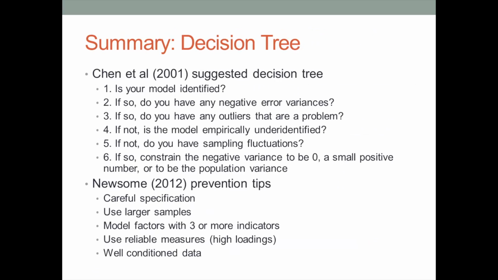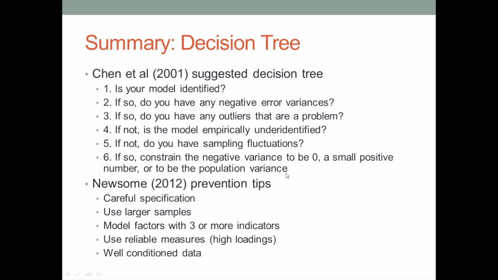In summary, here are 2 decision trees that are published, one by Chen and one by Newsom. They suggest, first, is your model identified? If so, do you have any negative error variances? If so, do you have any outliers that are a problem? If not, is the model empirically under-identified? If not, do you have sampling fluctuations? If so, constrain the negative variance to be 0, a small positive number, or to be the population variance.